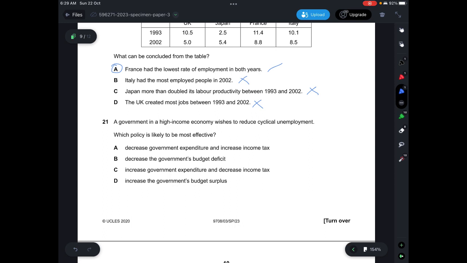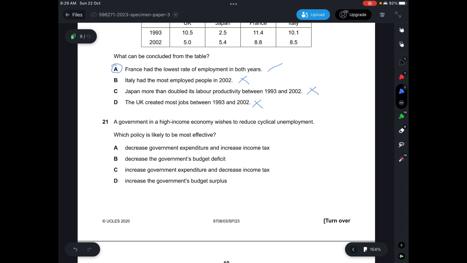Question 21, a government in a high-income economy wishes to reduce cyclical unemployment, which policy is likely to be most effective? Okay, high-income economy wishes to reduce cyclical unemployment. So if you want to reduce cyclical unemployment in a high-income country, then this would be related to your income tax. Alright, so this one will be fiscal policy. You need to increase government expenditure.